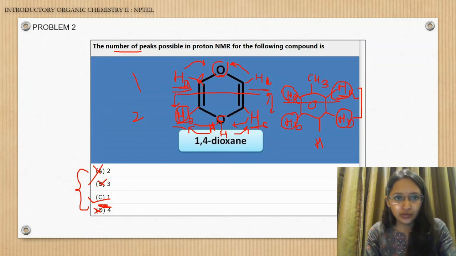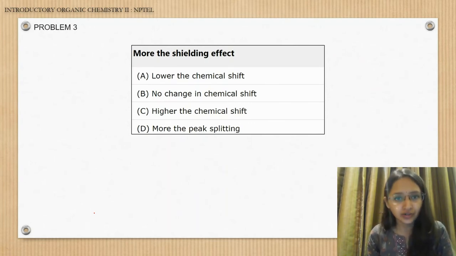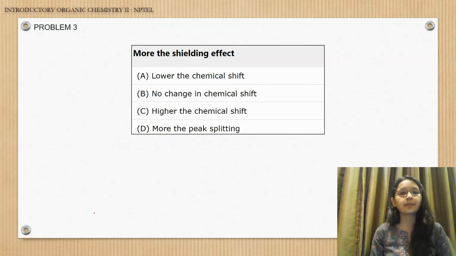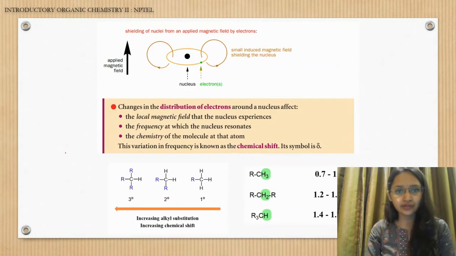So coming to problem 3. This is about the shielding effect: what would be the larger? Option A is lower the chemical shift, B is no change in the chemical shift, C is higher the chemical shift, D is more the peak splitting. See, more the shielding effect. I have talked about this in the previous lecture.